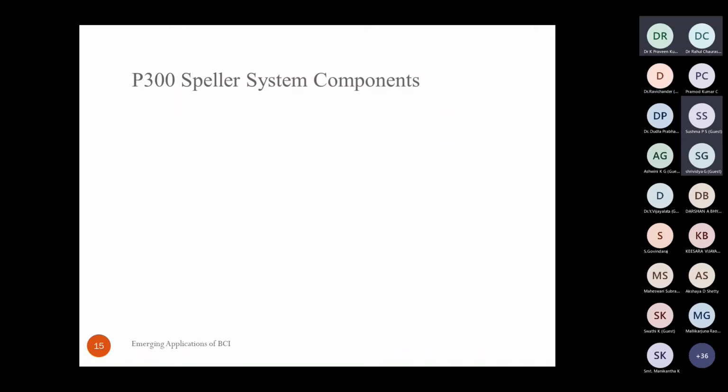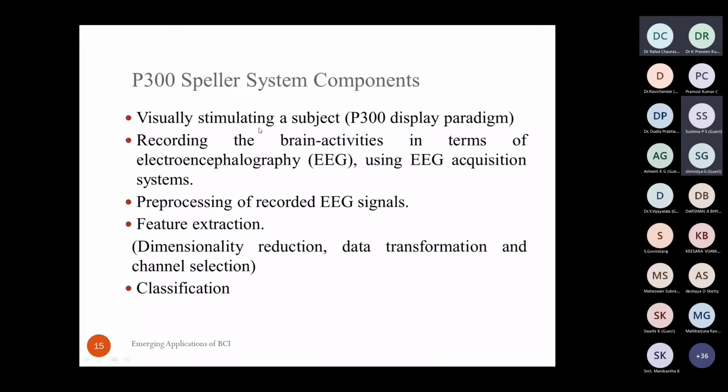So what are the different parts if you are doing research in this area? First, you have to visually stimulate a subject. That is called the display paradigm. That means you have to give him the characters which he wants to type. For example, if you want him to type in English, you show him all the A, B, C, D, E, F, G, H, I, J, K, all the alphabet, all the numbers. If you want him to type in Telugu, you have to give him all the characters. Or if you want to talk to him in Hindi, you have to give all the characters as input or stimulation.